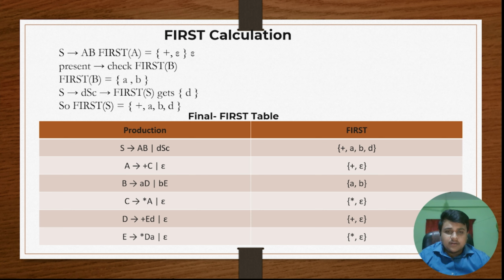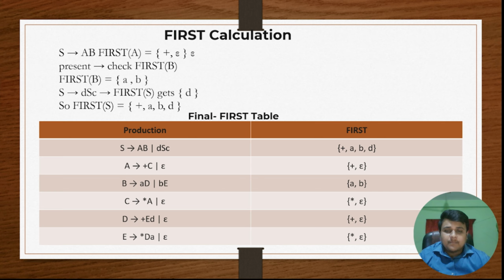Finally, we calculate First of E. The productions are E derives star DA, E derives epsilon. The first production begins with terminal star. The second production produces epsilon. Therefore, First of E is star and epsilon. Now we have completed the First set calculation for all non-terminals.